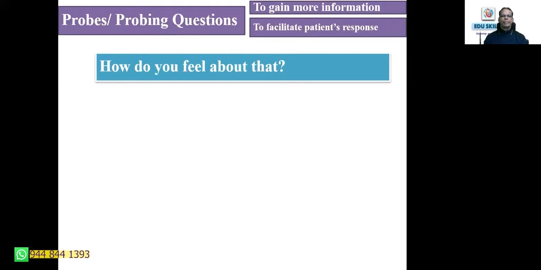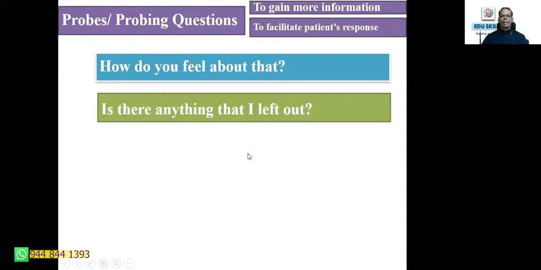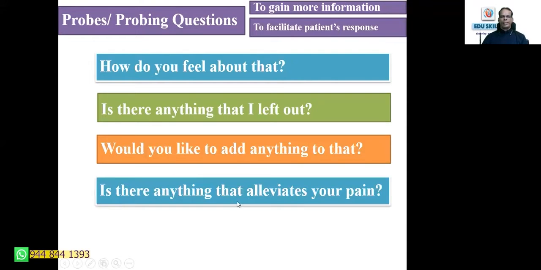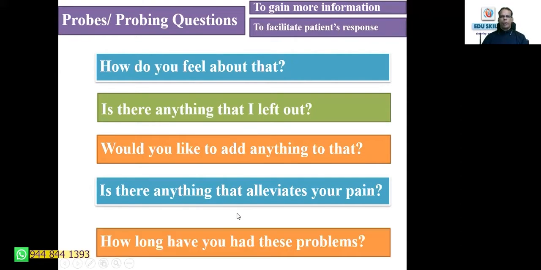How do you feel about that? When the patient is speaking on something about the pain or something, then you can ask, how do you feel about that? Or is there anything that I left out? Would you like to add anything to that? Is there anything that alleviates your pain? And how long have you had these problems? So these are the probes. We call it probes or probing questions, you can say if you want. So to gain more details.